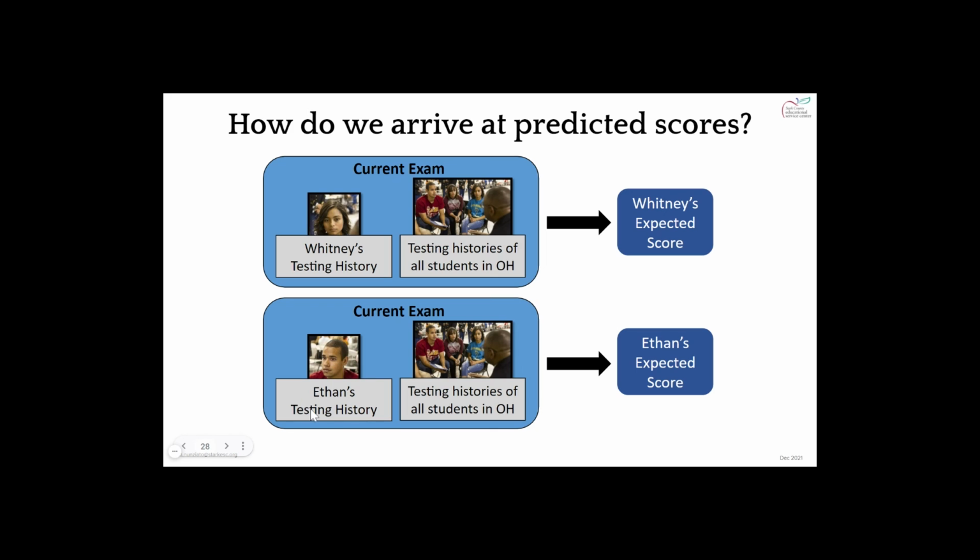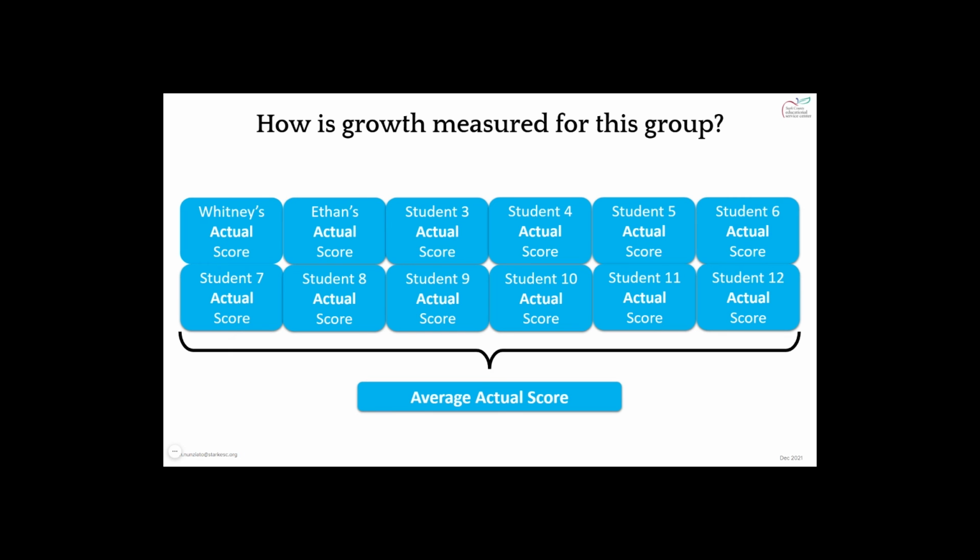We have Ethan and his testing history, and he is going to be grouped with students with all the same testing history as him. So when the students actually take the assessment, we have Whitney's score, Ethan's score, and all these other students and what they actually scored. To find whether Whitney or Ethan or any student met expected growth, you take their actual score and compare it to the average score of all the similar students that Whitney is associated with. You do the same with Ethan, and the same with student 3, 4, and so forth across the state of Ohio.